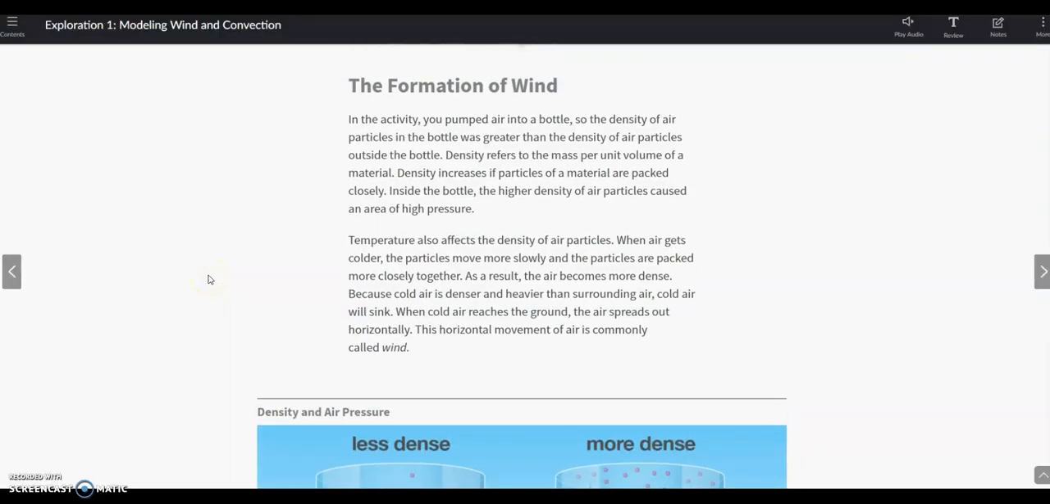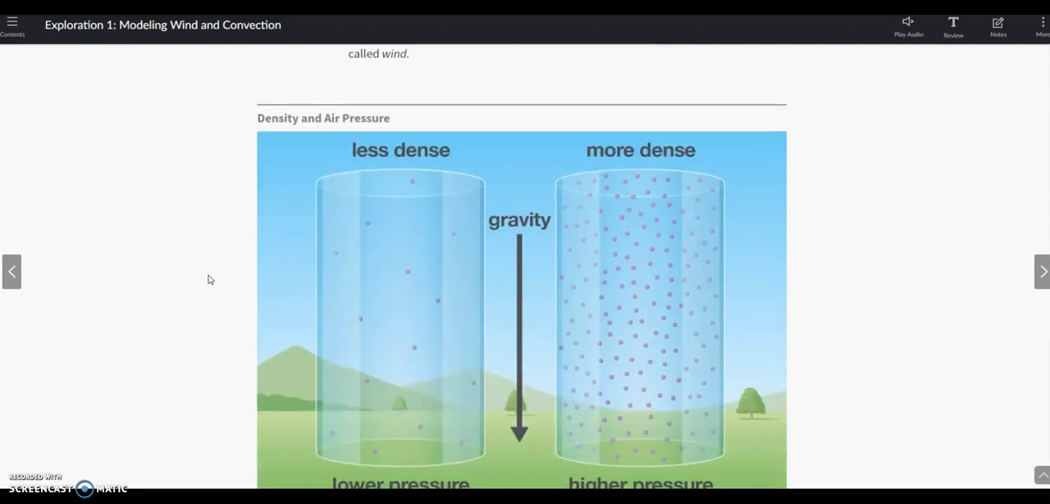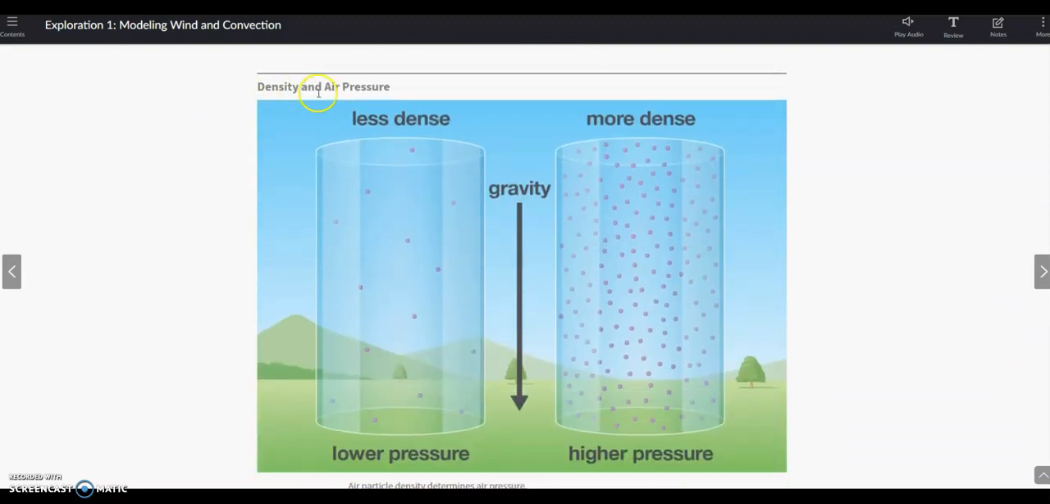Alright, so we're over here at Memory Lane in Exploration 1, Modeling Wind and Convection, the formation of wind. We need to remember how wind is formed and where wind comes from. Let's take a look at this picture. Bam! Density and air pressure.